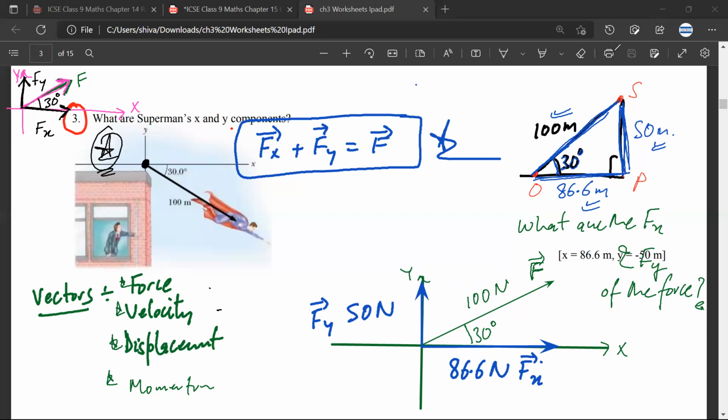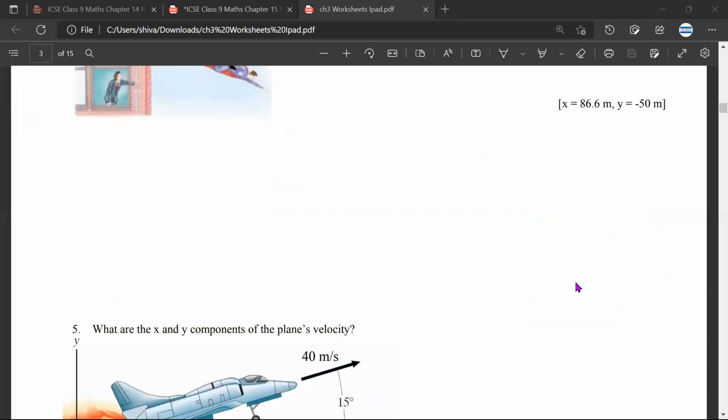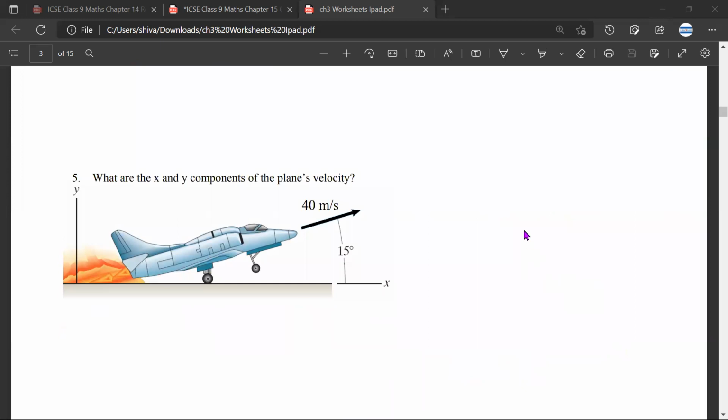Okay. Now what you need to do is, using the logic that we have understood, try to resolve this velocity vector into x and y component. Would you be able to do now? Yes, sir. Try to do.